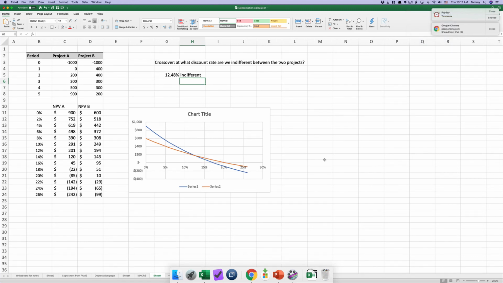Okay, so that's all I want to discuss about net present value and a basic risk assessment, right? We can look and see just by eyeballing the net present value profile chart that project A is more risky than project B, right? It's got a greater variability in its discount rate. It's got a steeper slope.